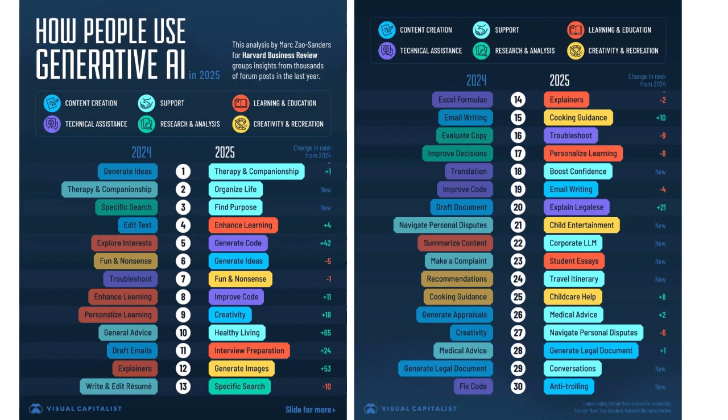So now, how people use generative AI. This analysis is according to Harvard Business Review. As of 2025, we discovered that the top use cases of generative AI are for therapy, to organize life, and to find purpose. People also use it for fun and nonsense, to generate ideas, to generate code, for enhanced learning, for interview preparation, to generate images, specific research, which is our concern, right? And analysis. So these are the various use cases.